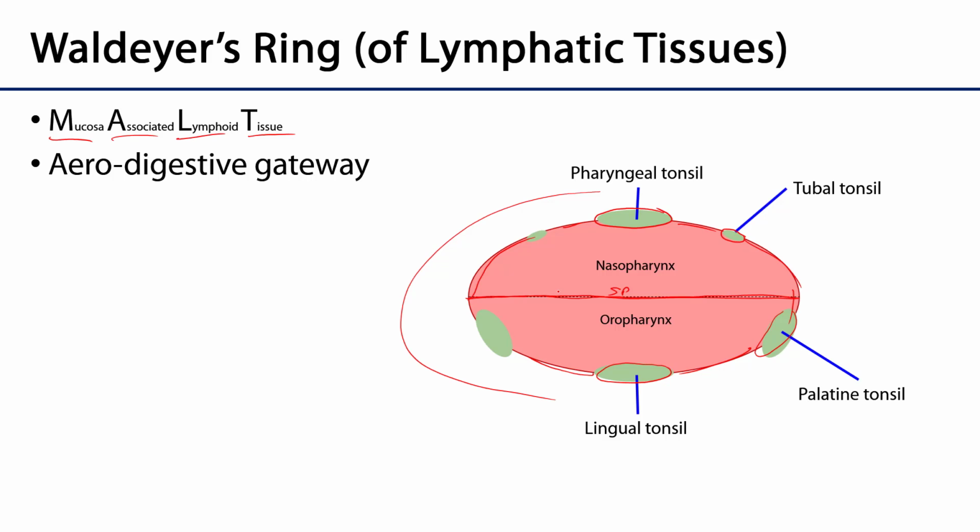Again, because these regions are part of a common aerodigestive gateway, this is a potential pathway for pathogens to enter. And those pathogens, when they come up against this MALT tissue, offer the immune system an opportunity to encounter these pathogens so as to prime themselves for being able to deal with the pathogens.